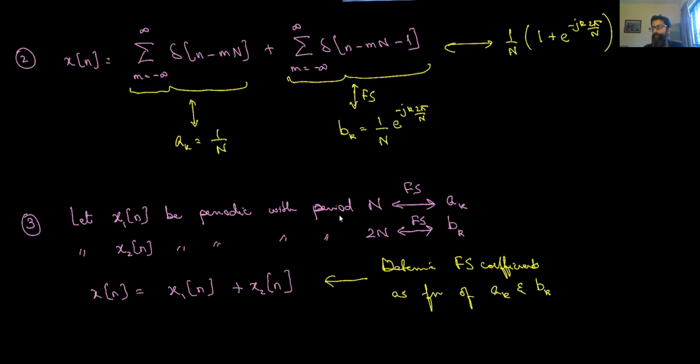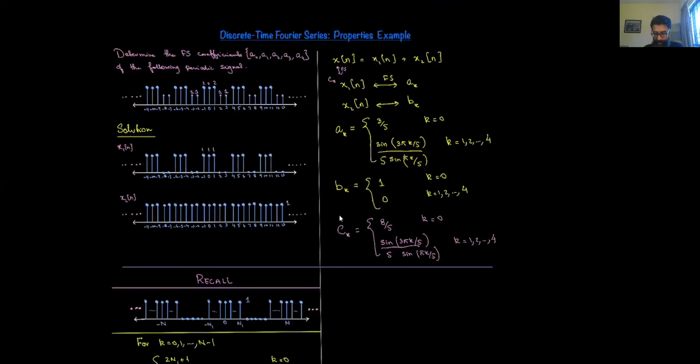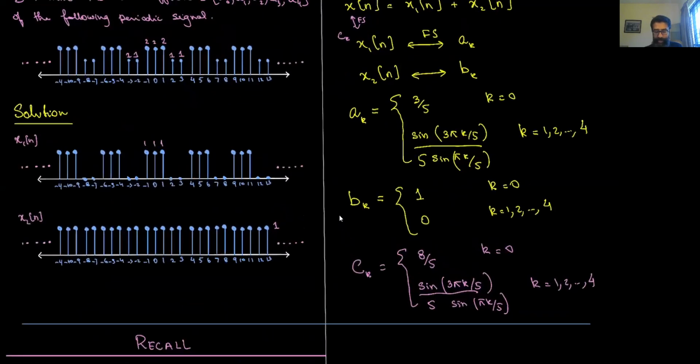Okay, so I'll leave this off for you to try it out as well. We're out of time and we're almost done anyway. So this is just a simple example of linearity. You are required to find the Fourier series coefficients for this.